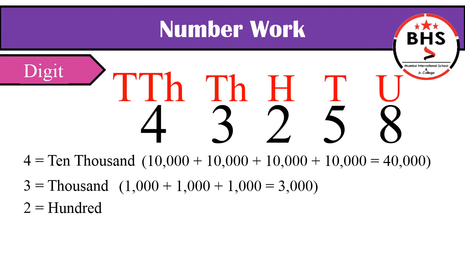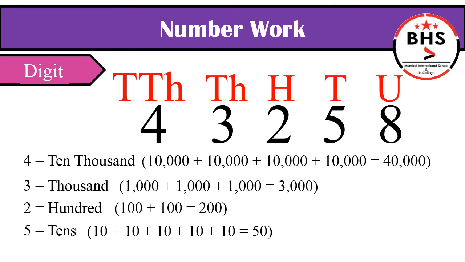Next, 2. Children, 2 is at the position of 100, which means there are 2 hundreds, which makes 200. Next, 5. Children, 5 is at the position of tens, which means there are 5 tens, which makes 50. Next, 8. Children, 8 is at the position of unit, which means there is only 8.